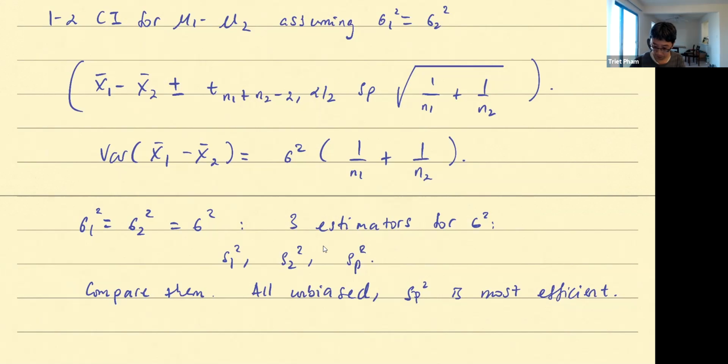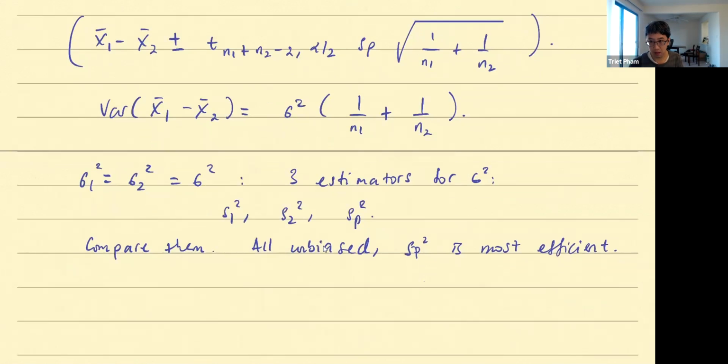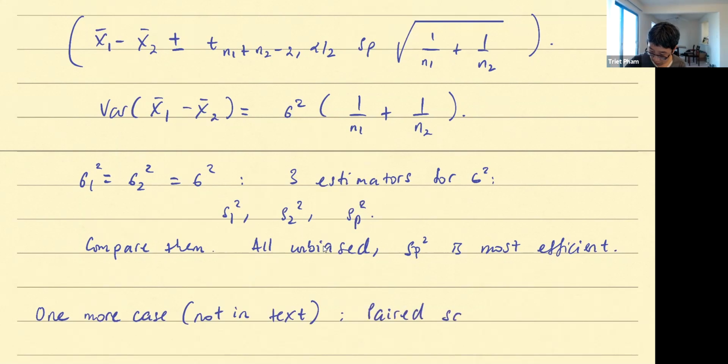All right. So this is all I think what the book says about comparison of the mean of two samples. But I want to mention one additional case that's not in the text, I think. But I think it's very popular, so I want to mention it. It's called paired sample. I will put a question mark here.